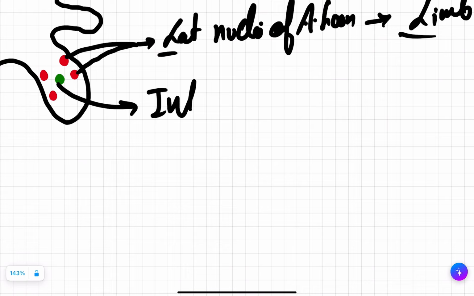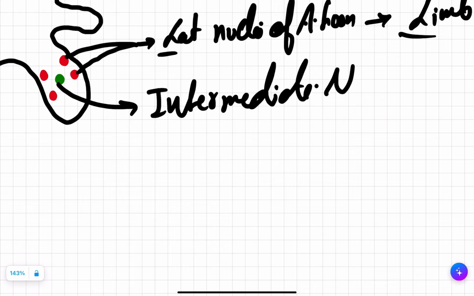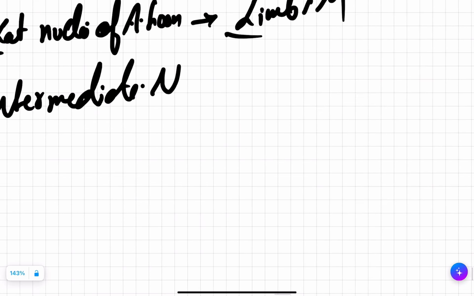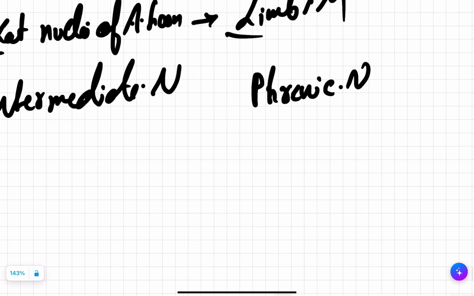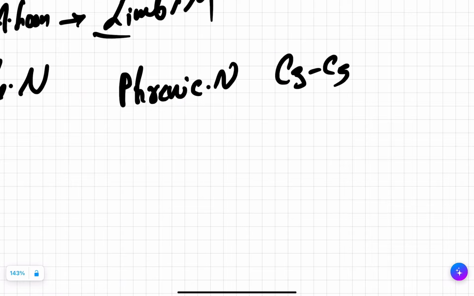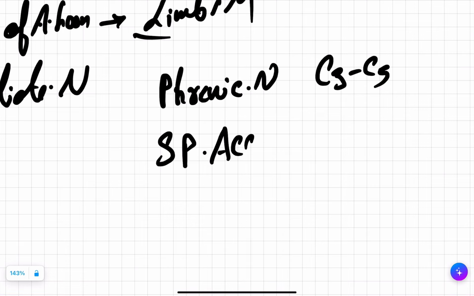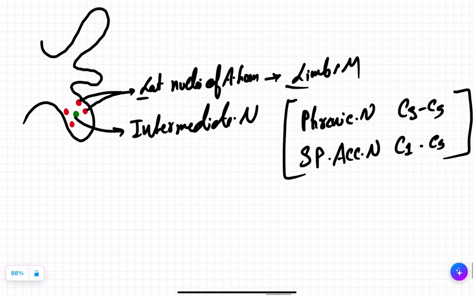Now there is the intermediate nuclei. Why do we call it intermediate? Because this is present in between the lateral and medial nuclei. And this is going to give rise to your phrenic nerve. Phrenic means diaphragm. So this gives rise to your phrenic nerve from C3 to C5, and your spinal accessory nerve from C1 to C5. It means the motor nuclei of the phrenic nerve and the spinal accessory nerve are situated in the intermediate nuclei of the anterior horn. So that is the lateral nuclei of the anterior horn, the intermediate nuclei of the anterior horn, and the medial nuclei of the anterior horn.